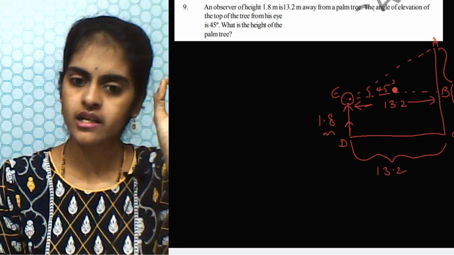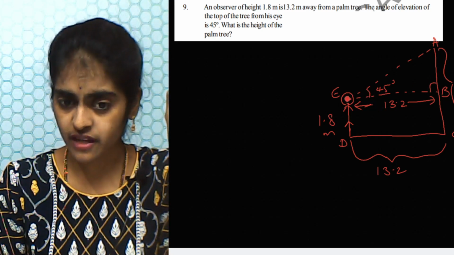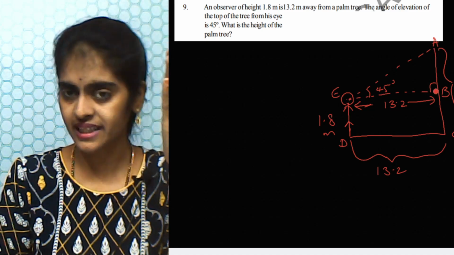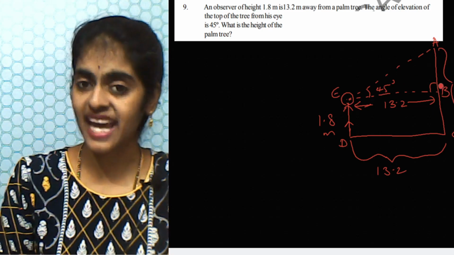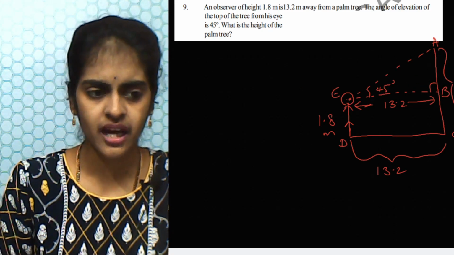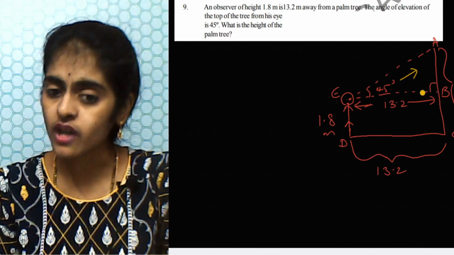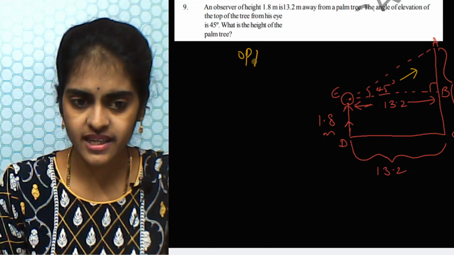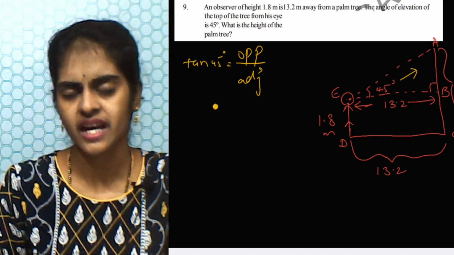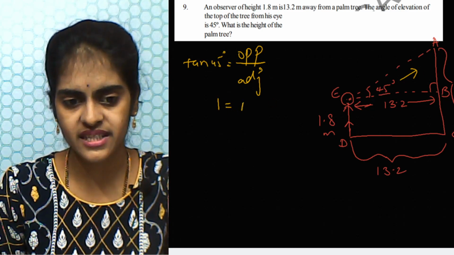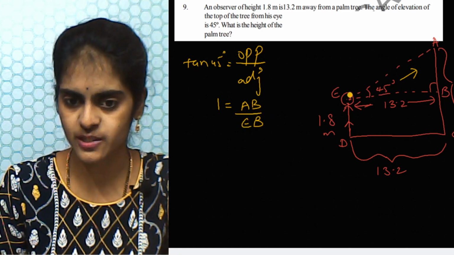It is given. Now you can see this is a right angle triangle, because you have drawn a horizontal line to this vertical line, so this is 90 degrees. Now I want to find out AB. You have to find the opposite side and you have the adjacent side. Opposite by adjacent gives me the tan value. So tan 45, which is 1, is equal to the opposite side AB divided by the adjacent side EB.